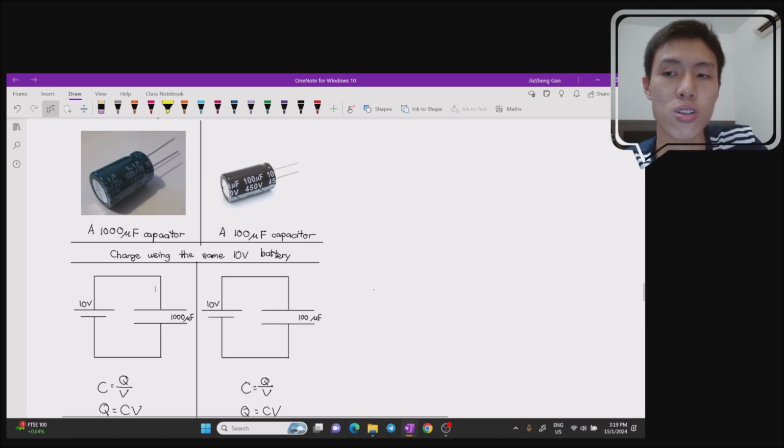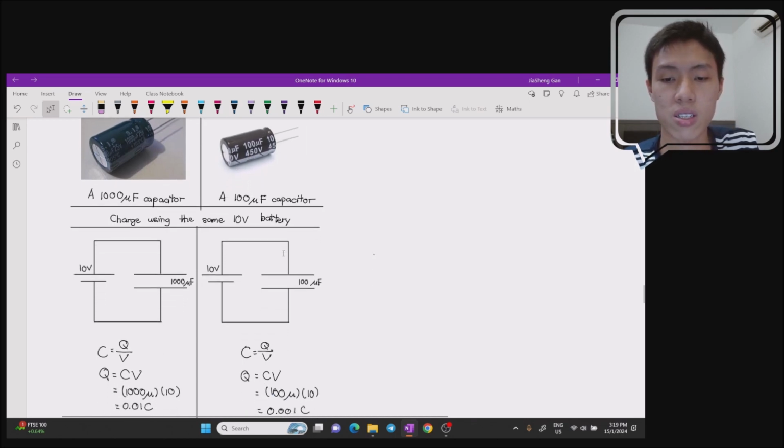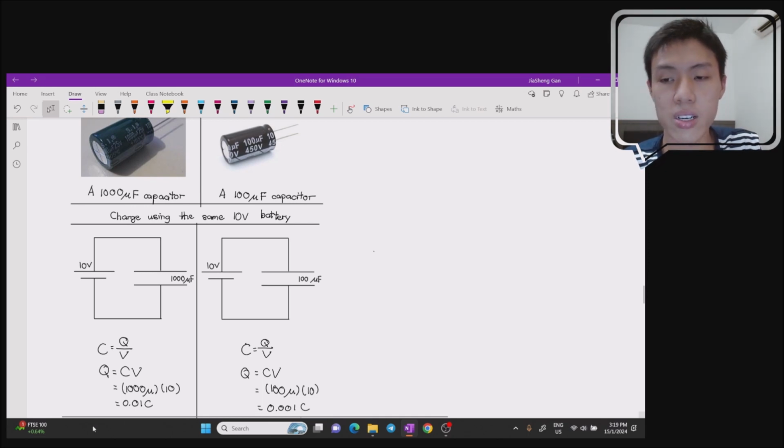If you wish to determine how much charge is stored in the capacitor on the left and how much charge is stored in the capacitor on the right, we can apply the equation that we just learned earlier, which is C equals Q over V, where capacitance is the ratio of the charge stored in the capacitor divided by the potential difference between the two capacitor plates.